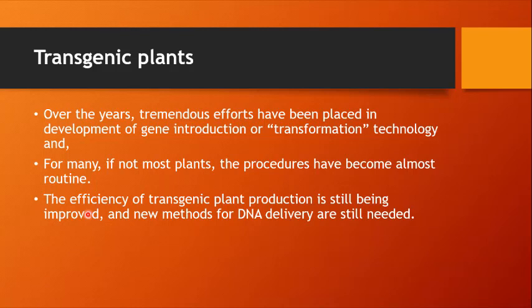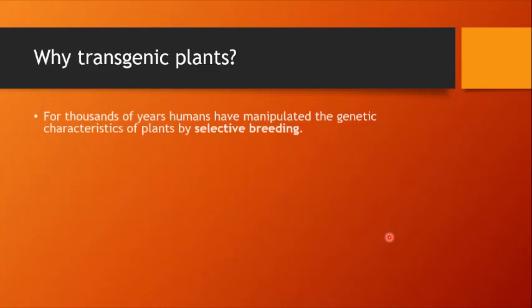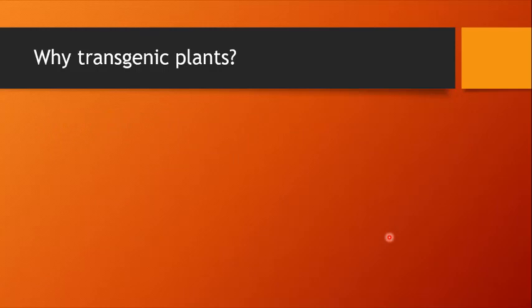So the efficiency of transgenic plant production is still being improved, with improvement taking place day by day, and new methods for DNA delivery are still needed, because there are some plants in which we cannot use any one of the methods which we have described. So we also need another advanced method which can be used in plants. So there is a question: why transgenic plants? Why is there a need to produce transgenic plants?